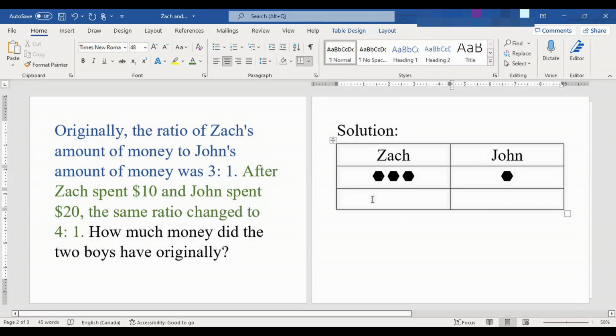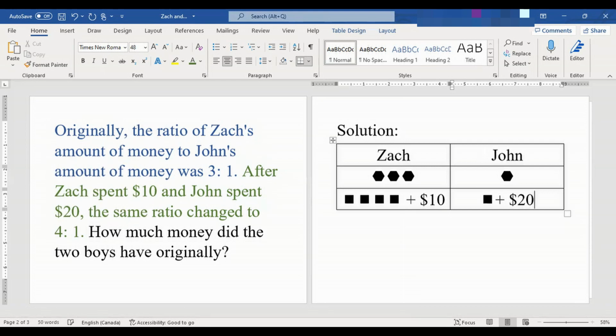Now we move on to the green sentence, which we're going to represent in a different way. The green sentence says, after Zach spent $10 and John spent $20, the same ratio changed to 4 to 1. Okay, we're going to give Zach 4 symbols. This time we're going to use squares. And John 1 symbol. And since we want to represent their original amounts, we are going to give Zach back his $10. And John back his $20 that he spent.